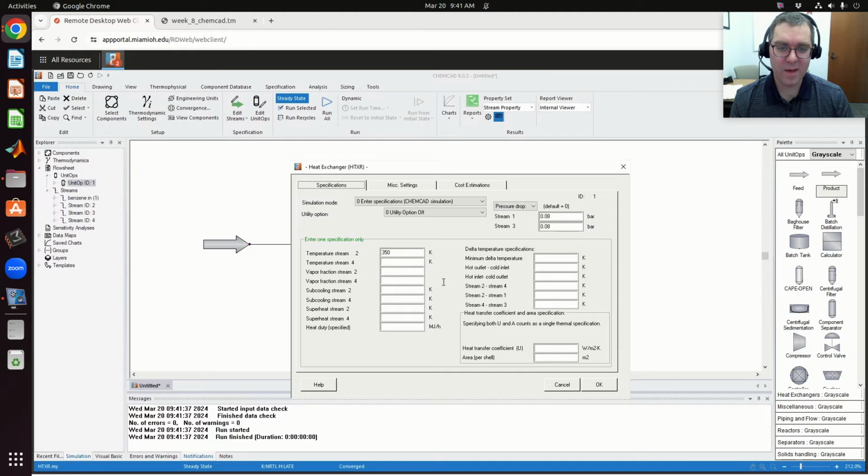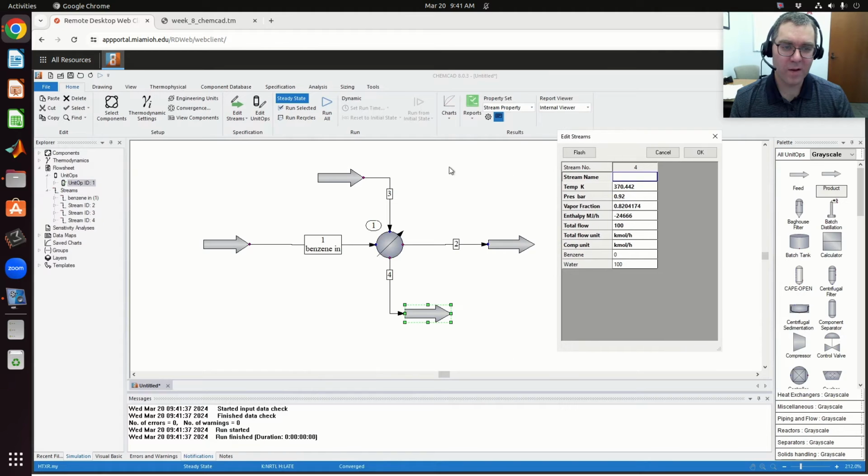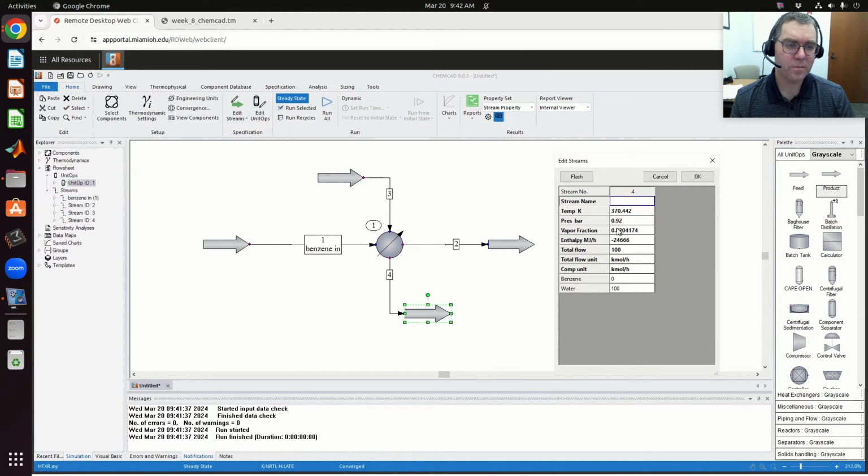Okay, if I were to peek here, there isn't a calculated duty. And if I were to look at stream 4, what I find is my steam that entered, my saturated steam. Actually, let me go up here. This is my saturated steam at 372.757, 100 kilomoles per hour. All right, it's coming out, and the temperature is 370.442. So it hasn't changed much. And what's coming out is a two-phase mixture.